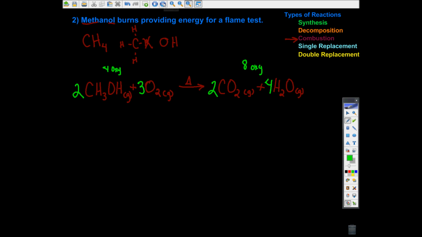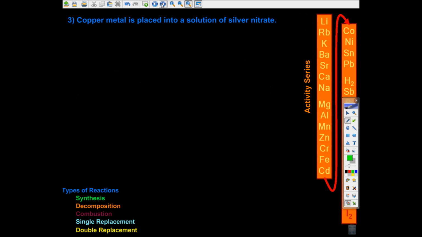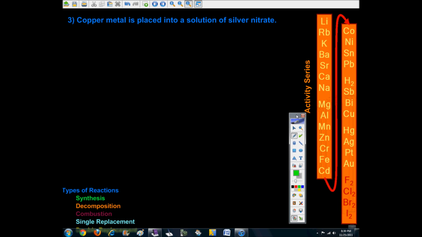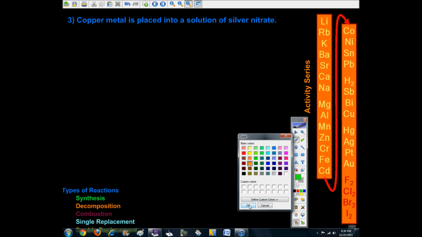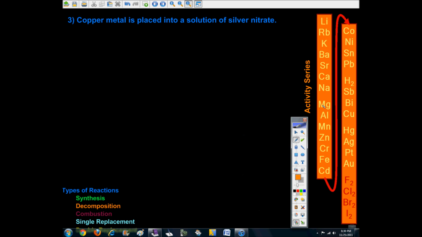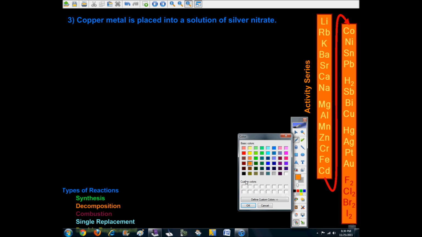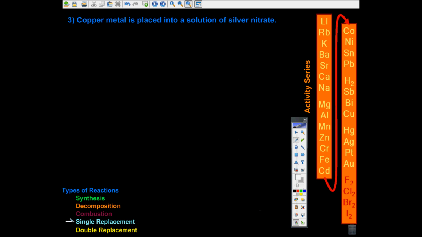Alright, let's go to the next slide. Alright, here we have, as indicated by our activity series over here, if you remember your types of reactions and why we use an activity series, you'll know that we're talking about a single replacement reaction. And I should be using white because single replacement I've designated as white, or really a light blue. Alright, so here we got single replacement.